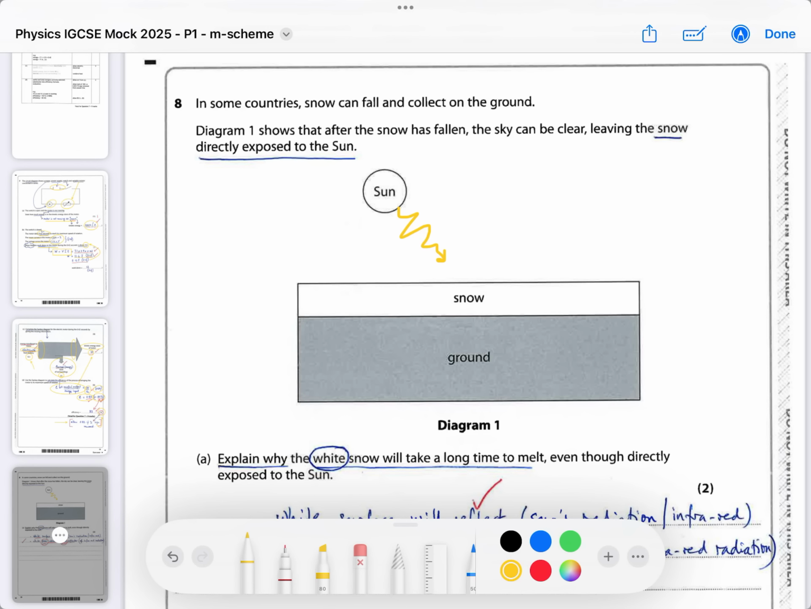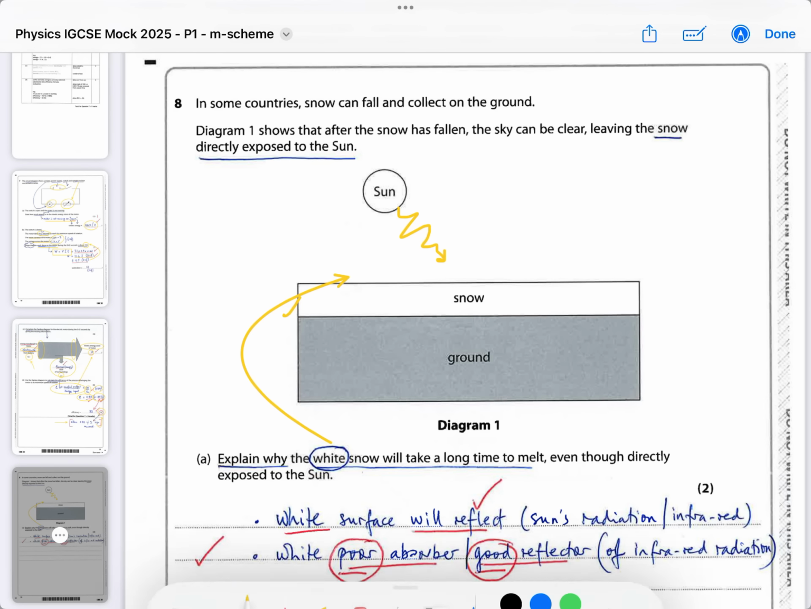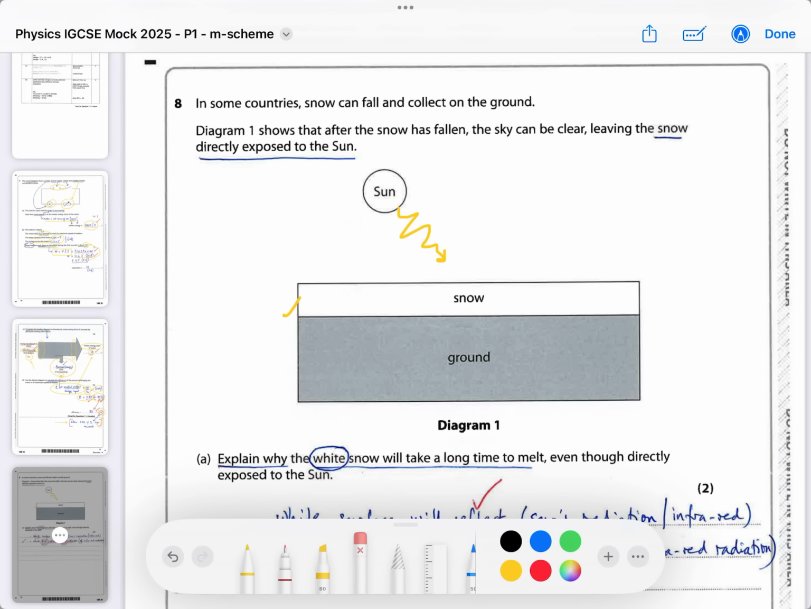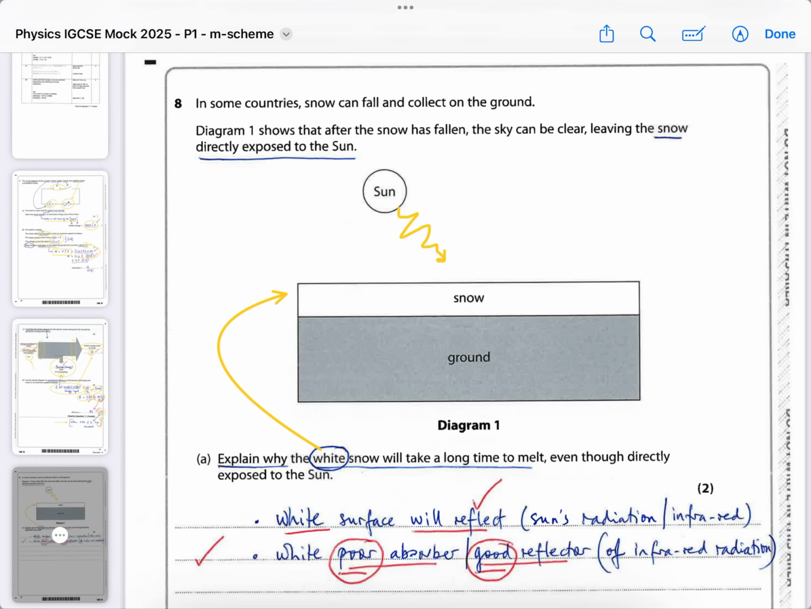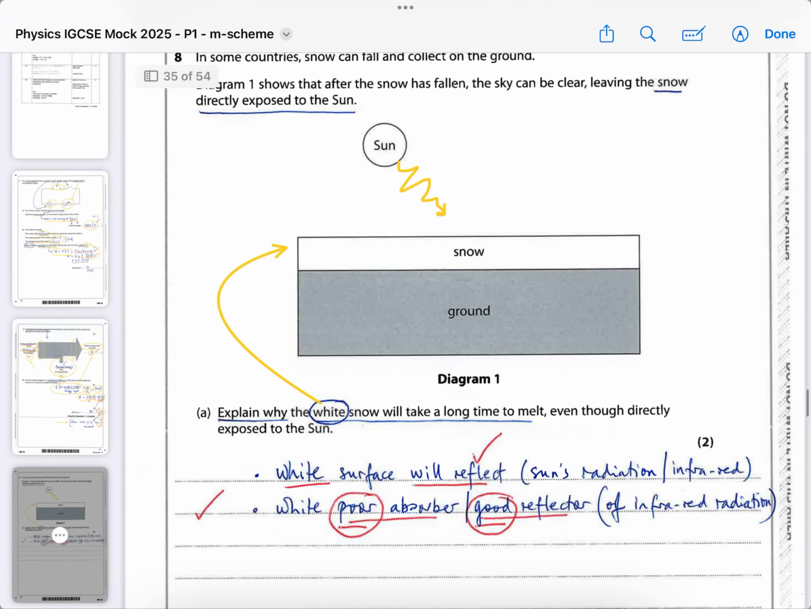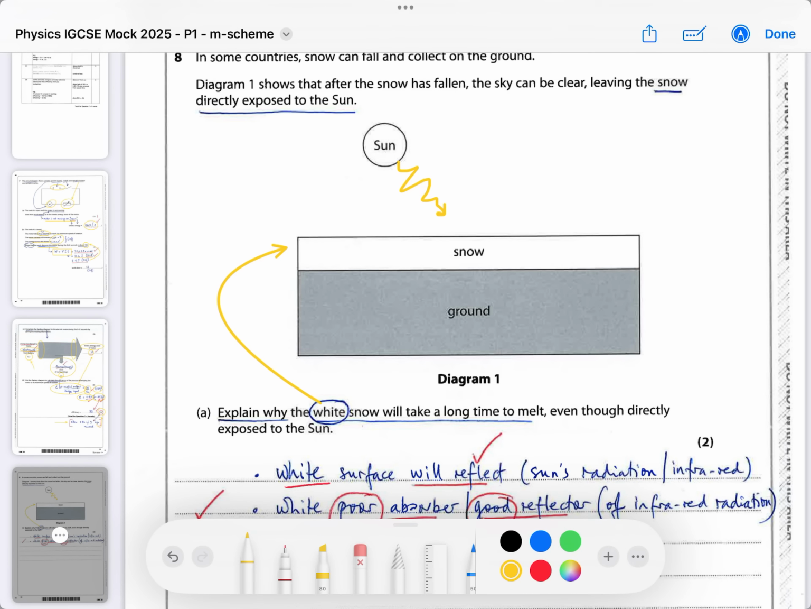Okay, so what are they asking? They're saying, explain why the white snow. They're telling you snow is white. So the answer is to do with the color of snow. The fact that it's white is what you should pay attention to. Now, white is a poor reflector, a good reflector of radiation. So we're talking about infrared, really, heat, yeah? So remember, heat is infrared. So that's the key terms you should be thinking about.